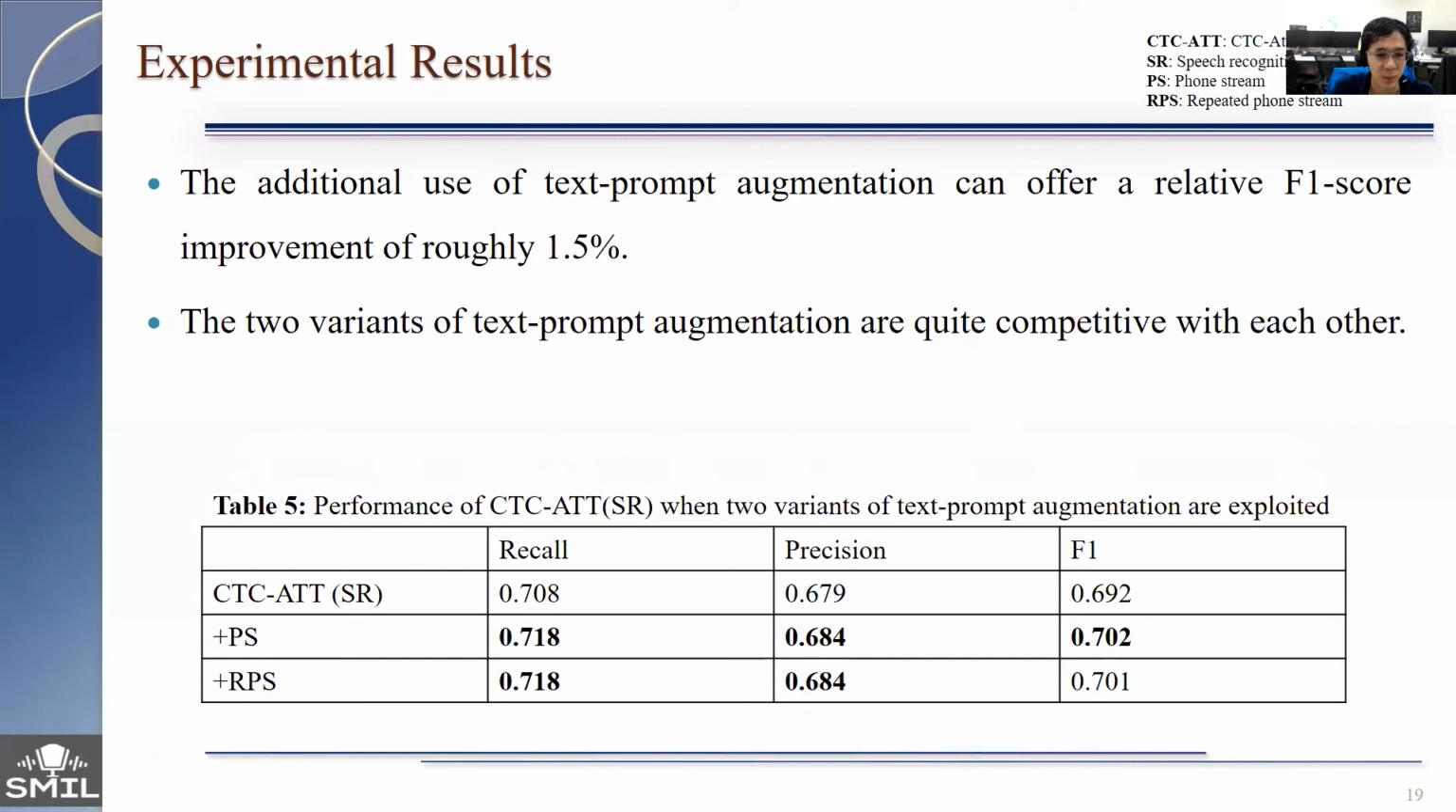There are two noteworthy observations from this result. First, the additional use of text prompt augmentation can offer a relative F1 score improvement of roughly 1.5%. Second, the two varieties of text prompt augmentation are quite competitive with each other. We believe that further investigation of more elaborate text prompt augmentation for the end-to-end based MD task would still be desirable.